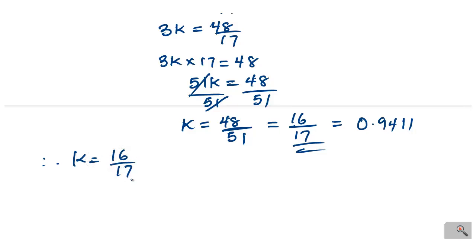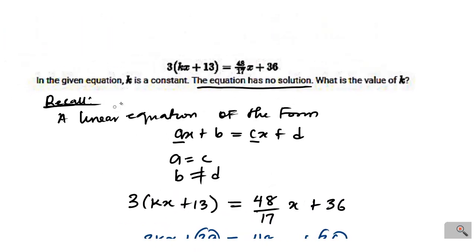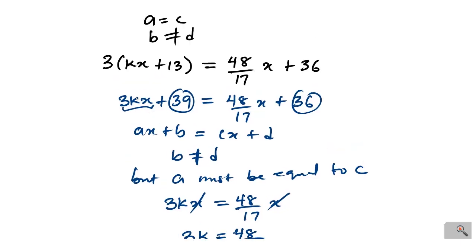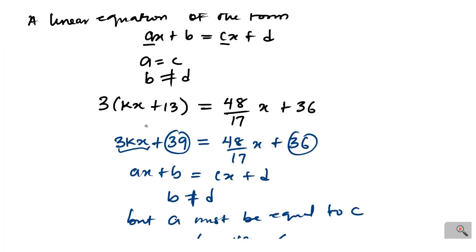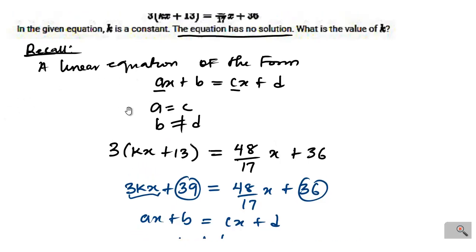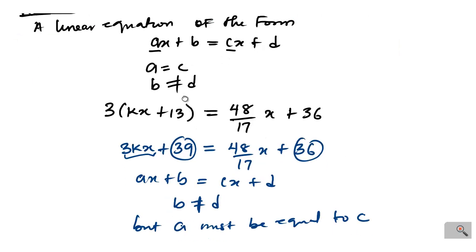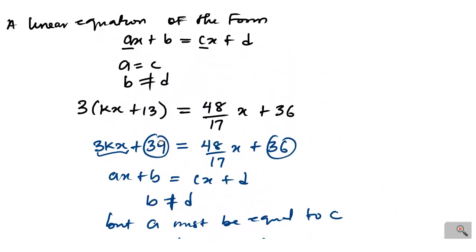That means that is the value that would make that equation have no solution, because it is only 16 over 17 that will make this term equal to this term, based on the condition. So therefore the equation will have no solution when k is equal to 16 over 17.